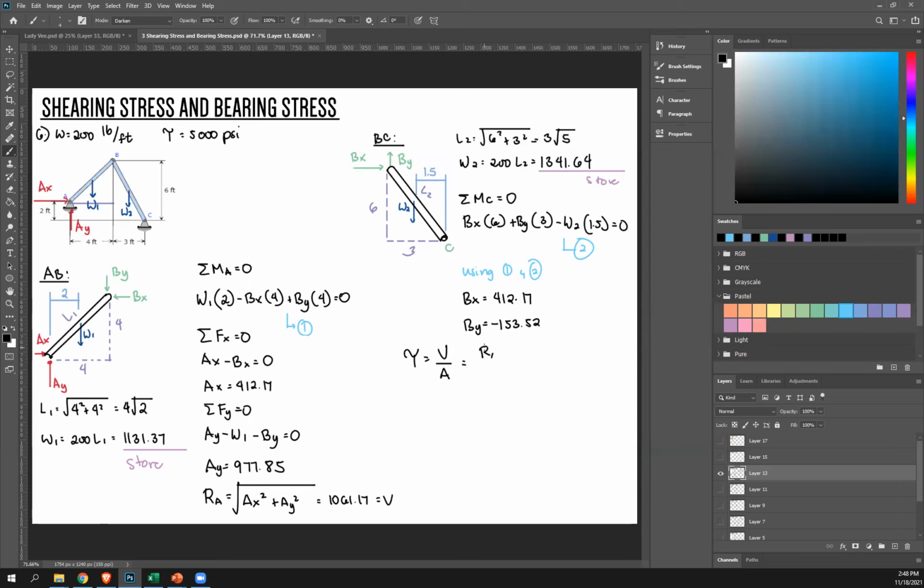So this is RA. And once again, this is a pin. So the cross-sectional area of a pin, the area that's parallel to this reaction, is just a circle, so pi over 4 d squared. This is 5,000 psi. RA is in pounds, right? Because our weight was in pounds. So no need to convert. So RA is what we had here. So store that. Over pi over 4 d squared. And then from this, you can solve for d.